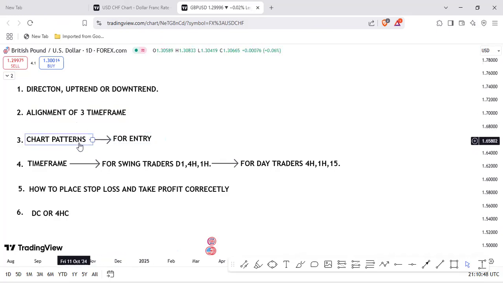Because those chart patterns indicate to me whether I want to go up or go down. And this chart pattern is always the F and W, or head and shoulders, or inverted head and shoulders. So that is what I call the chart pattern for entry. And the fourth one here on my list is what I call the time frame.